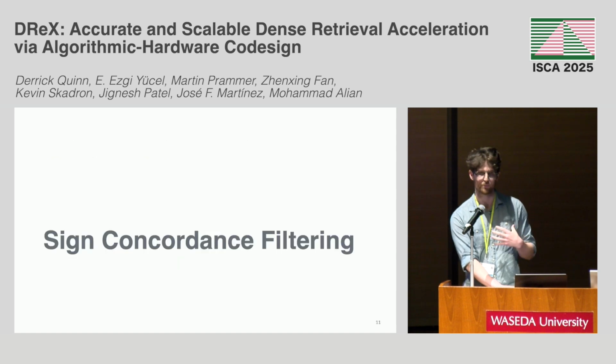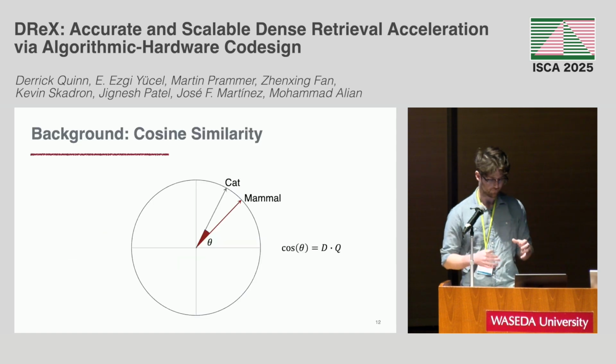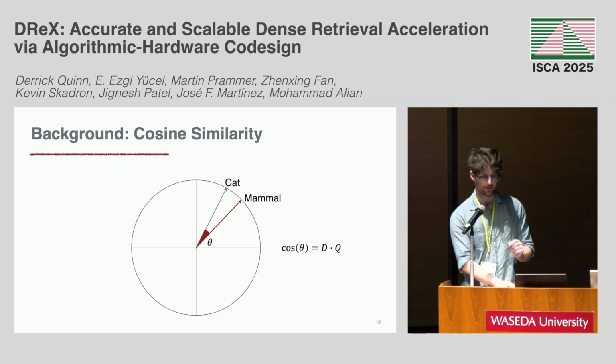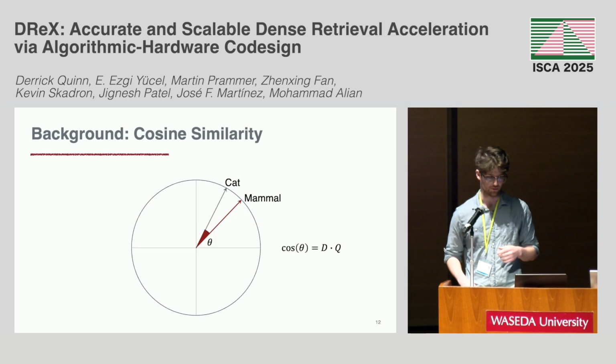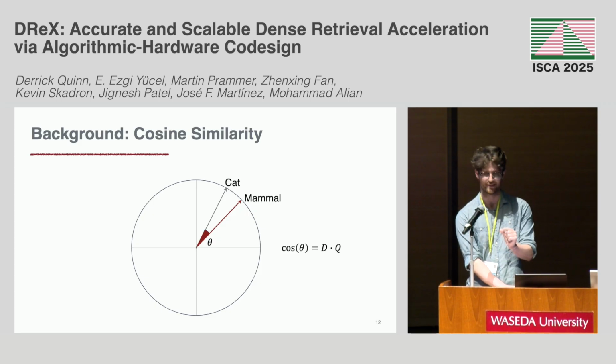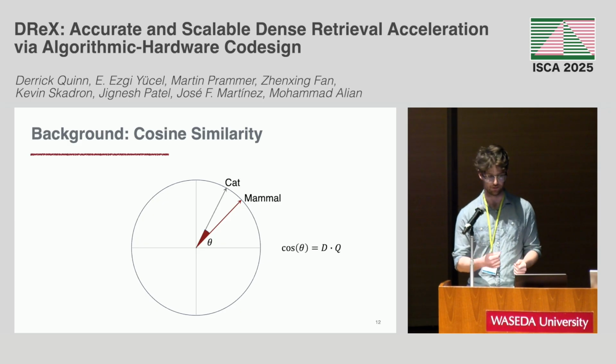To that end, we propose sign concordance filtering. I'll get to the exact way we do that in a second, but before, a little overview of what we try to do with dense retrieval in more detail. When we receive a query, in this case a mammal, which is in red, and we want to know how similar it is to a document, in this case a cat, we're trying to find how small this theta is between those. Small theta, more similar. That can be found by finding the maximum dot product between the query and a document vector.